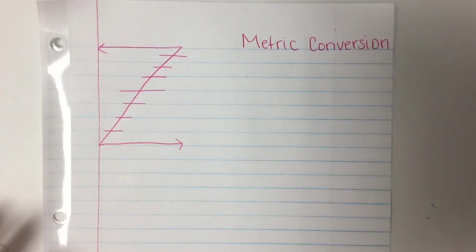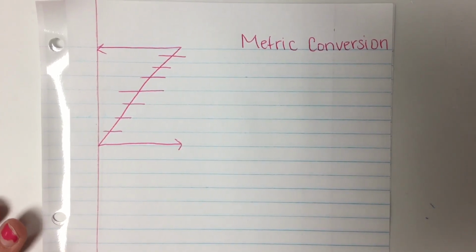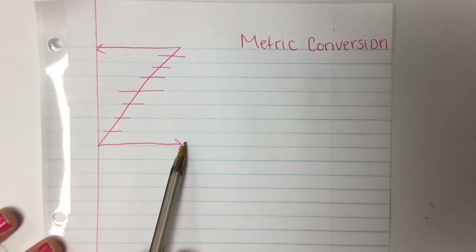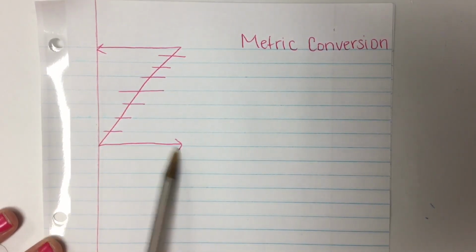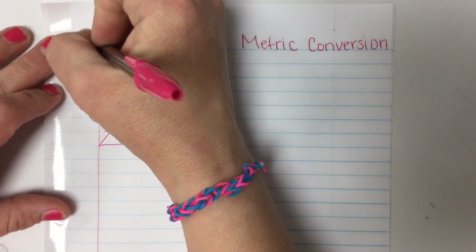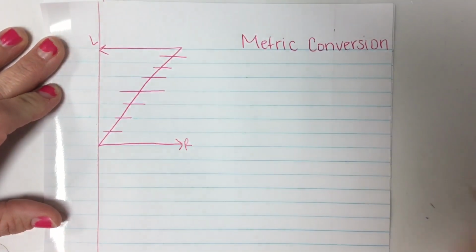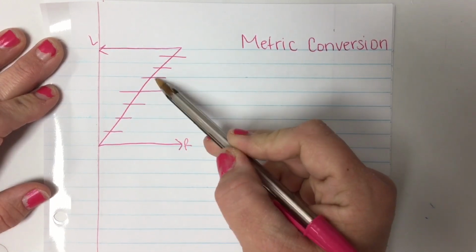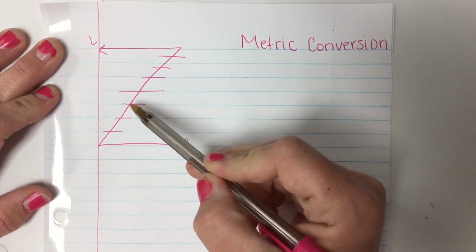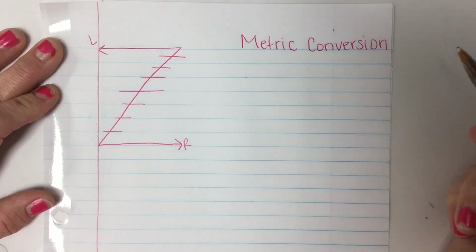Okay, so let's review metric conversions. Again, this is where you're going to use the Z. So you draw a capital Z with 2 arrows, one on each end. This one's pointing to the left and this one's pointing to the right. And then you need 7 steps. 3, the big one in the middle, and then 3 underneath it.